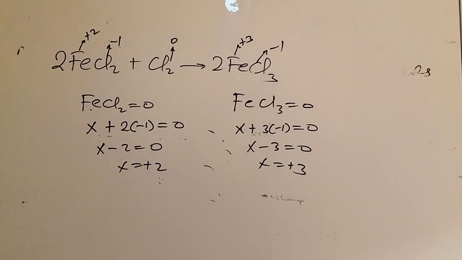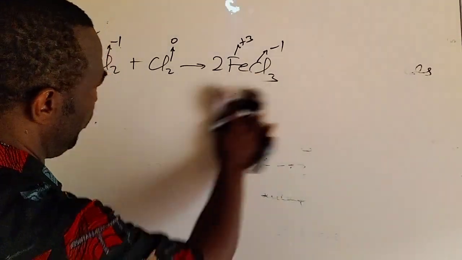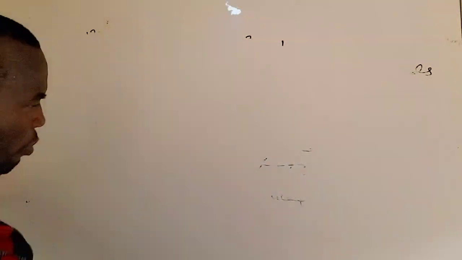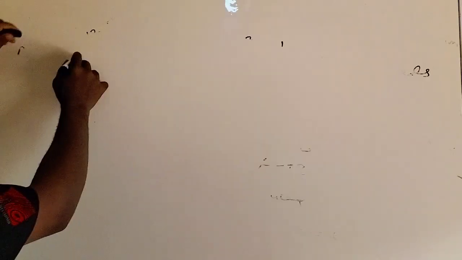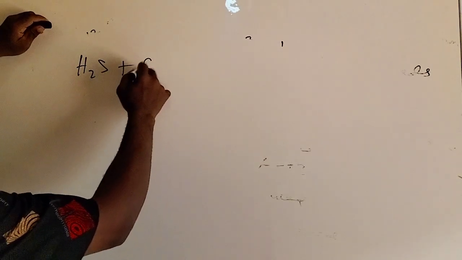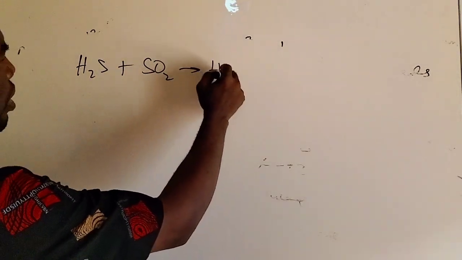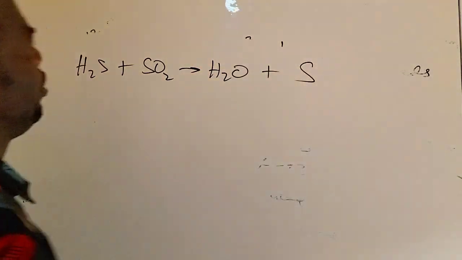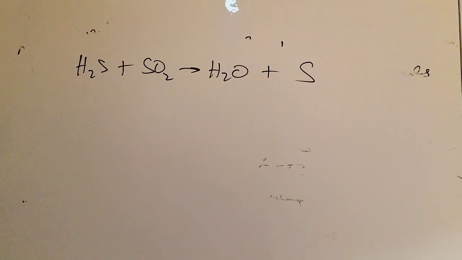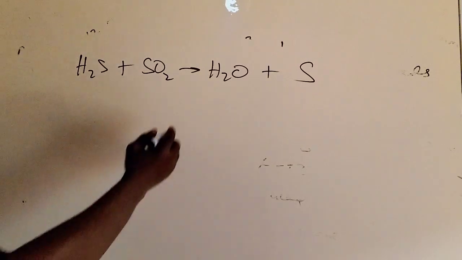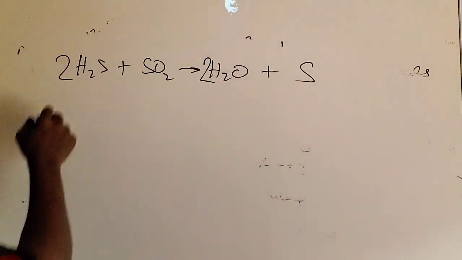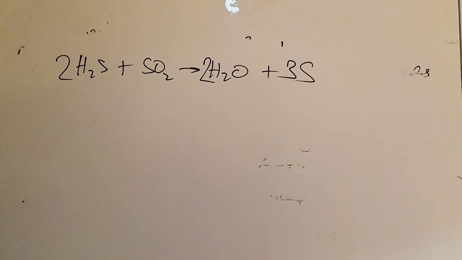So these rules, you have to master them and know them. Take another example of a redox reaction to explain what is meant by oxidation and reduction. Let's look at this one: H2S plus SO2 to give us water and sulfur. Whether it's balanced or not may not matter here, but let's try to balance it. So why is this one a redox reaction?